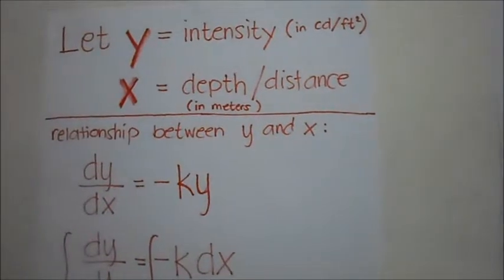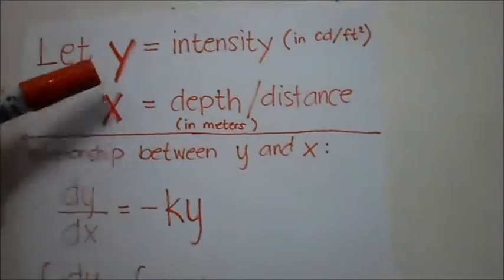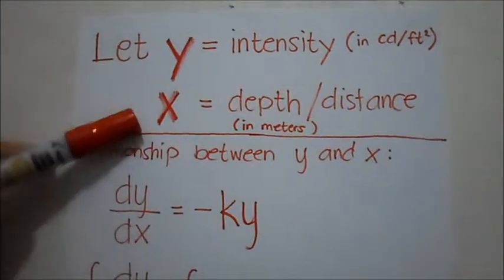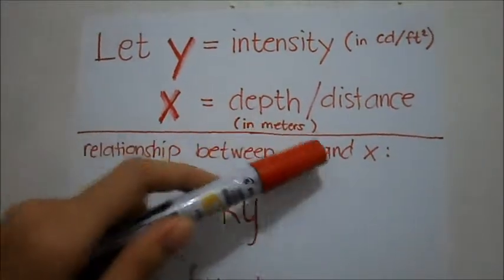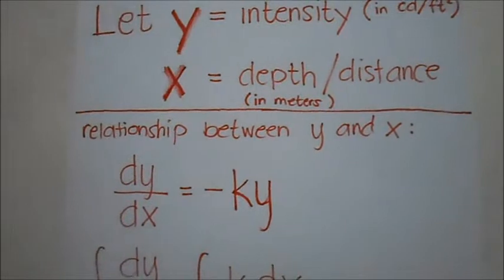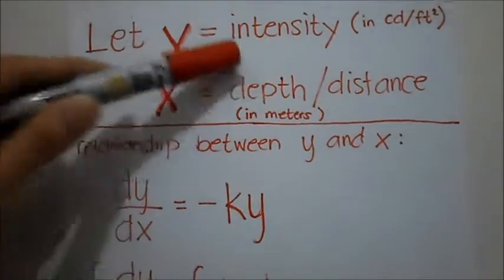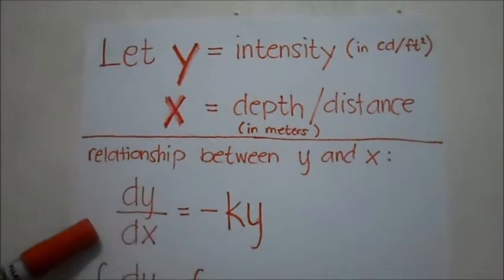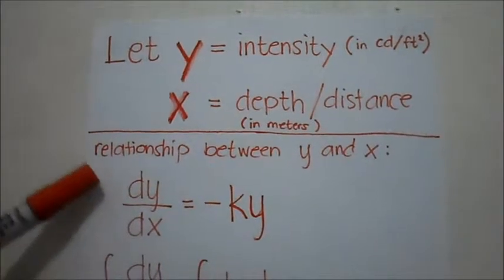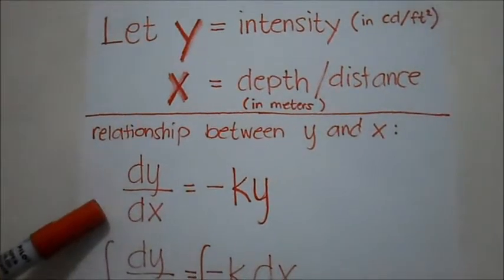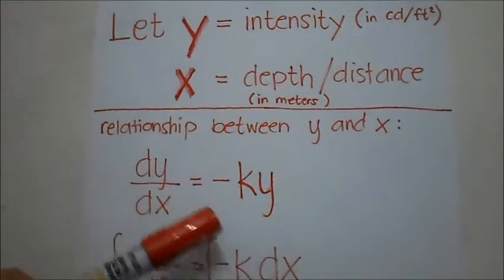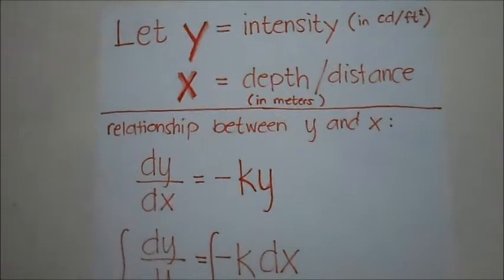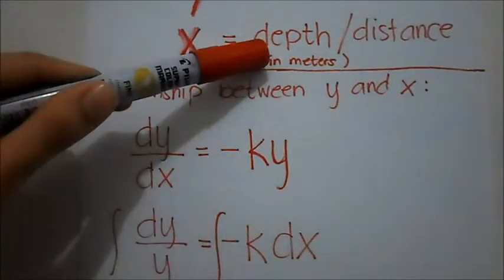In solving the application problem, we let y be the intensity in candela over feet squared and let x be the depth or the distance. After we let the intensity and the depth be y and x, we get the relationship: the change of the intensity over distance is equal to the decreasing intensity of the incident. It is decreasing because we are measuring the depth.